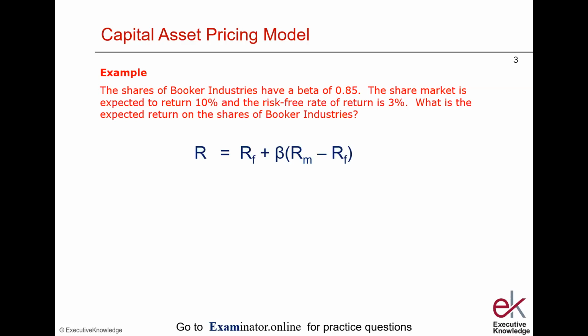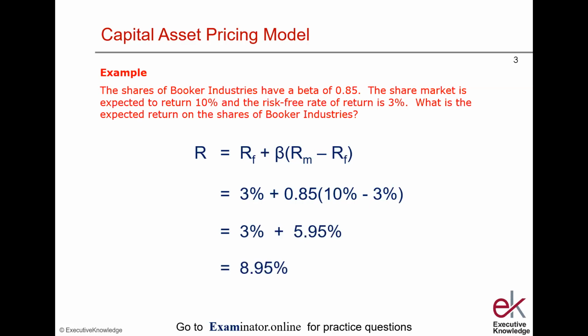So what is the expected rate of return R? It is the 3% plus the beta of 0.85 multiplied by the market premium, 10% minus 3%. That gives us 3% plus 5.95%. And so the answer is 8.95%.